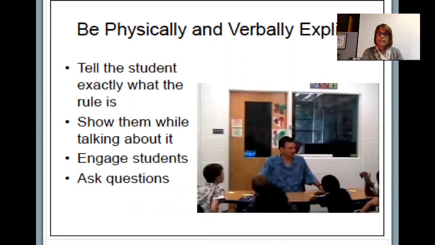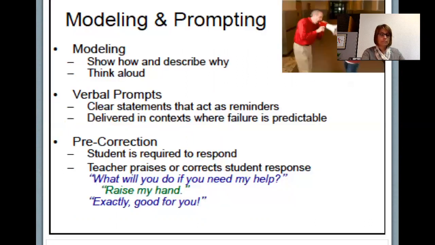This slide restates or emphasizes tell, show, practice, and feedback. Modeling and prompting are ways to increase the likelihood that students will demonstrate appropriate behavior.